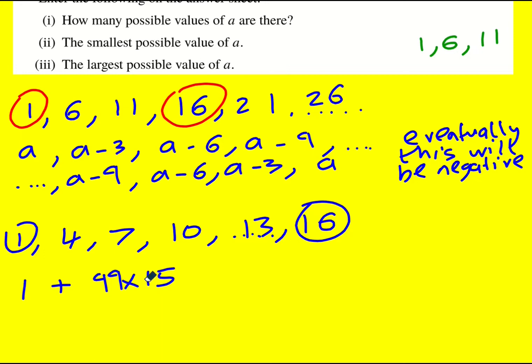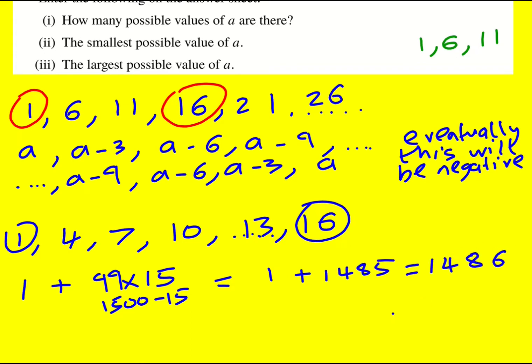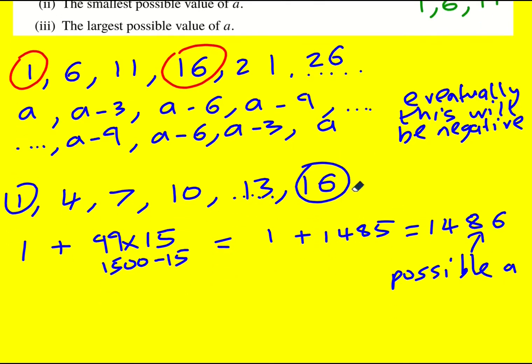The easiest thing to do is find 100 lots of 15, because that's easy, 1,500, and then minus 15. So it's going to be 1 plus 1485. It's going to be 1486. This is going to be a possible value for A, because then I'm minusing 3 and minusing 3. I keep going, and across the way I would have these common terms in every minus 15.